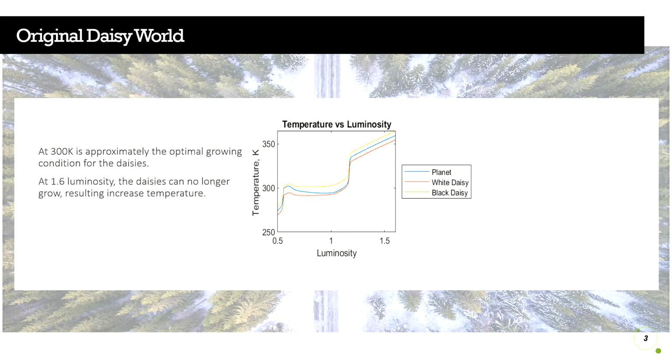Here in the temperature graph, we can see the planetary, black daisy, and white daisy temperatures. All three variables follow the same trend. Here we can observe Lovelock's Gaia theory in which the black and white daisy work together to maintain the surface temperature of approximately 300 Kelvin, which is the optimal temperature for growth for both species.